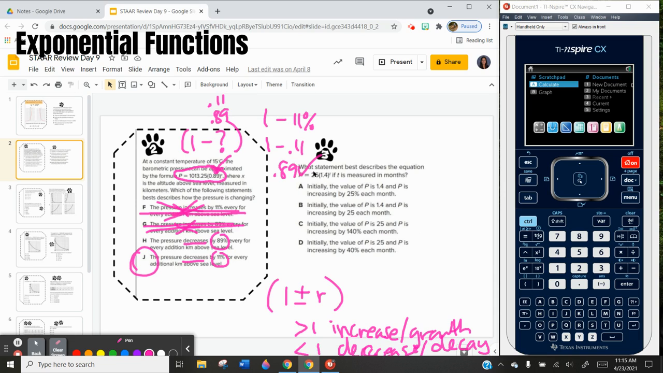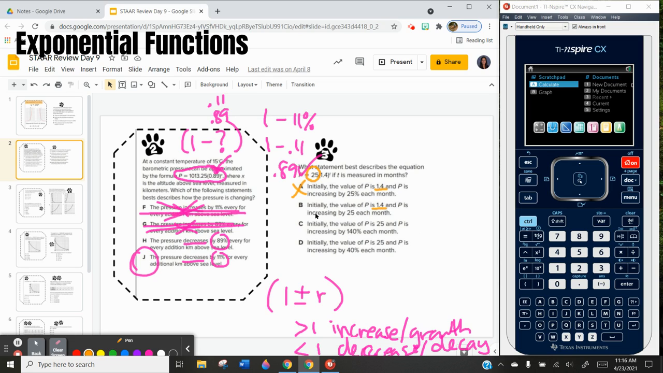Let's look at number 3. What statement best describes the equation P equals 25 parentheses 1.4 raised to the t if t is measured in months? So the time is in months for this one. So it says initially the p-value is 1.4. The initial value is the number that they start with, which is not 1.4.